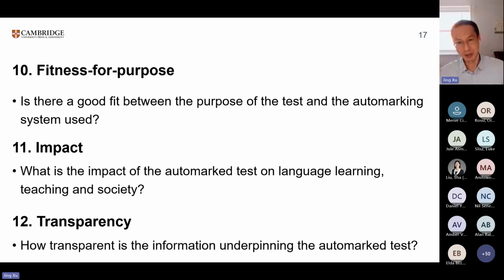And finally, transparency. I think we really urge test developers, including ourselves, to be transparent about our auto-marker design and also evaluation results. And Cambridge has been working diligently on publishing the auto-mark evaluation results at conferences and in academic journals, to inform test users about our approach to auto marking and how reliable our auto marker is.